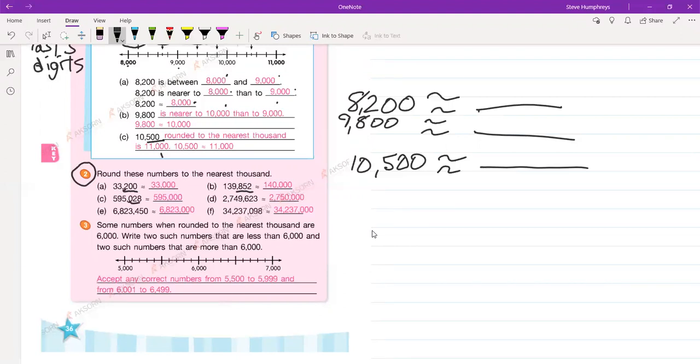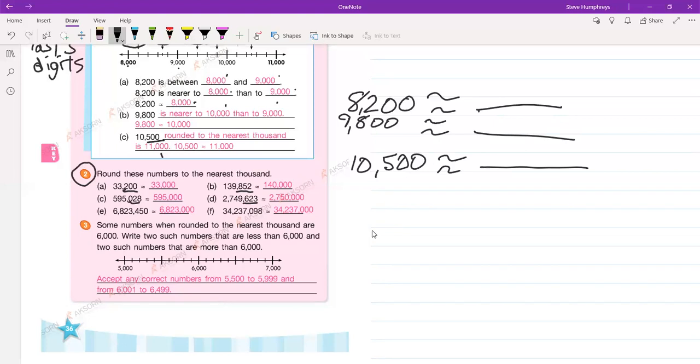D, we now have a 7-digit number with millions. Okay. Last 3 digits, well, the whole number is 2,749,623. Round that number to the nearest multiple of 1,000. Look at your last 3 digits.